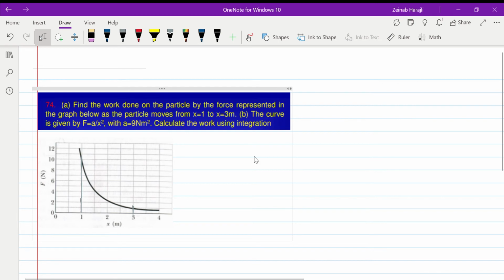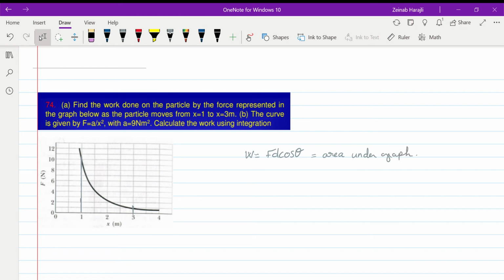Now we know that the work done is equal to F d cosine theta, and we also know that given this graph, which is F versus x and shows the displacement, the work will also be equal to the area under the graph. So if we want to find the work done from this graph, all we have to do is look for the area under the curve between x equals 1 and x equals 3.